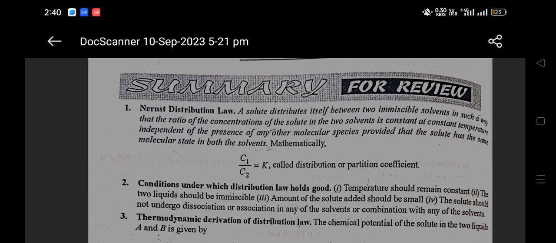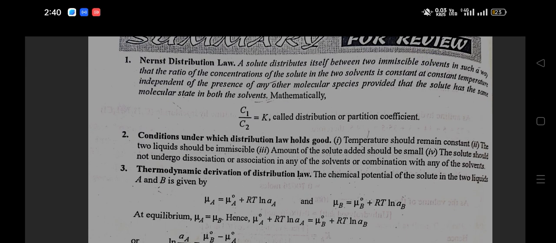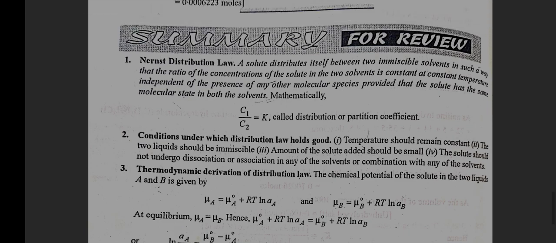Summary for review. First, Nernst distribution law. A solute distributes itself between two immiscible solvents in such a way that the ratio of the concentration of the solute in the two solvents is constant at constant temperature, independent of the presence of any other molecular species, provided that the solute has the same molecular state in both the solvents. Mathematically, C1 by C2 is equal to K, called distribution or partition coefficient.